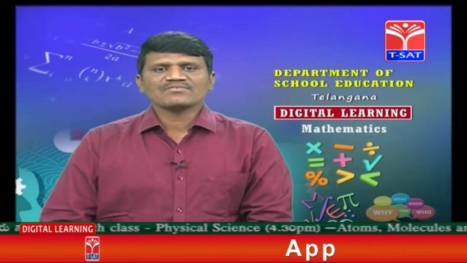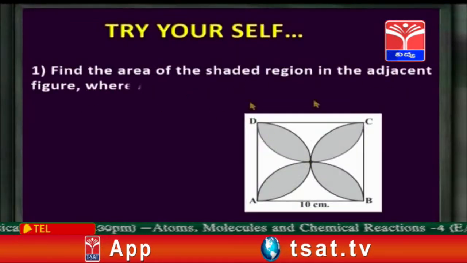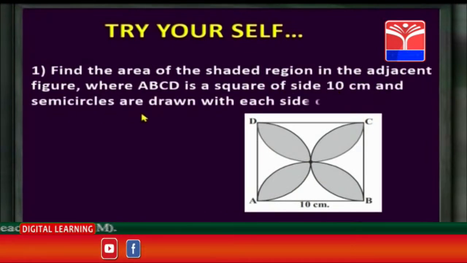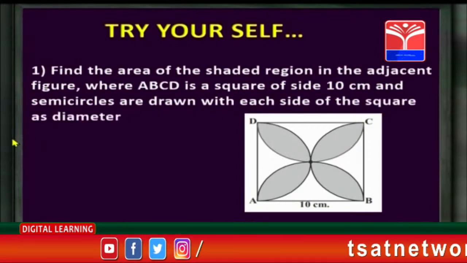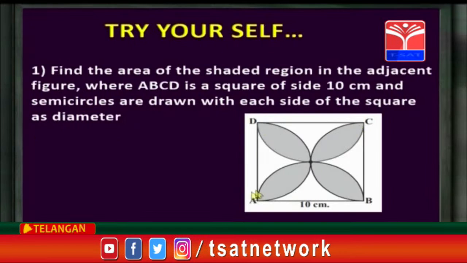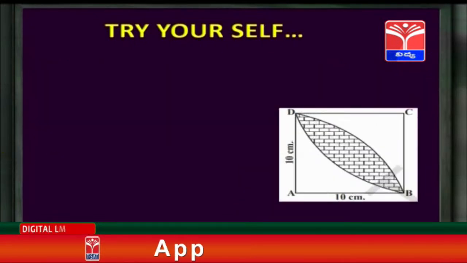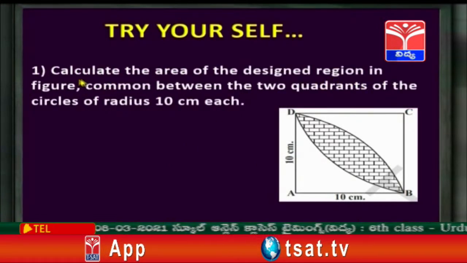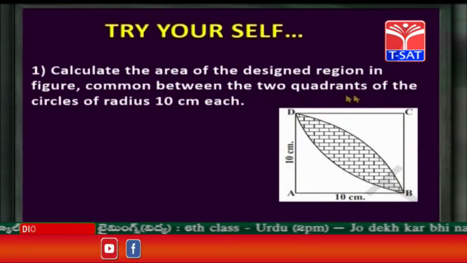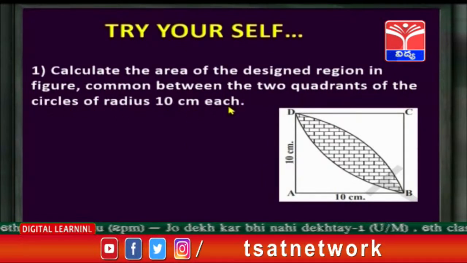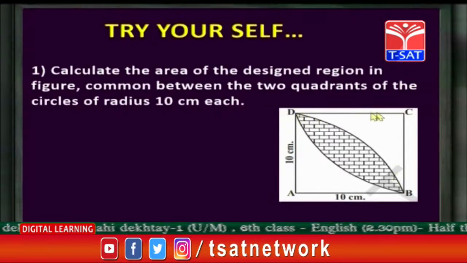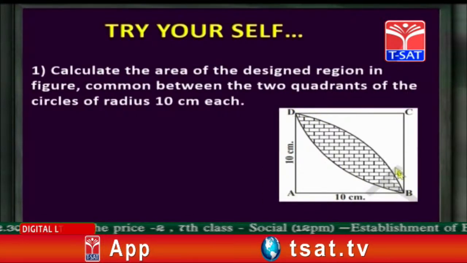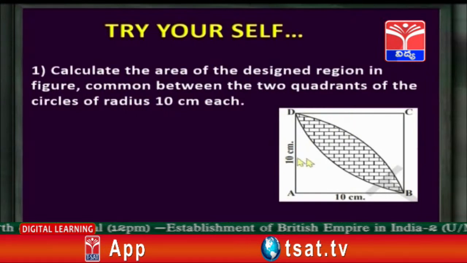Students, try this problem yourself. Find the area of the shaded region in the adjacent figure where ABCD is a square of side 10 centimeter and semicircles are drawn with each side of the square as diameter. So, this is the figure, students. You try yourself. And the second problem: calculate the area of the designed region in the figure common between the two quadrants of the circle of radius 10 centimeter each. So, this is the square and this is a sector and this is also a sector. Using the formula, you can solve this problem.